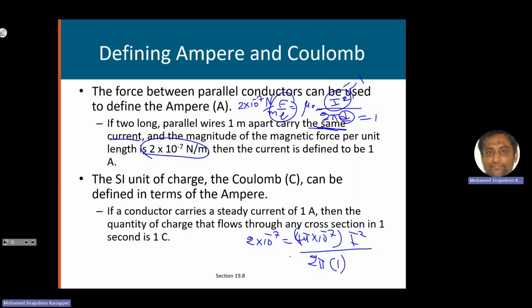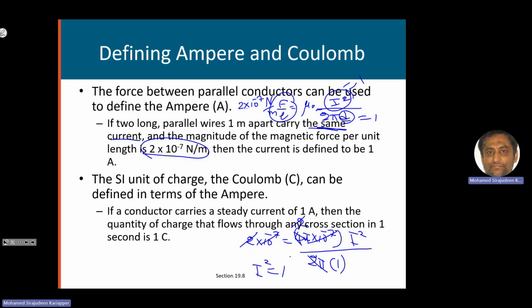Now look, 2 pi cancels with 4 pi, you'll have a 2. The 2 will cancel with this 2. 10 to the minus 7 will cancel with 10 to the minus 7. So I squared is equal to 1. So that's how we define the SI unit for current, and we call it ampere.